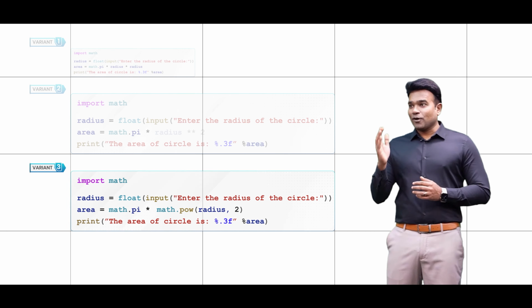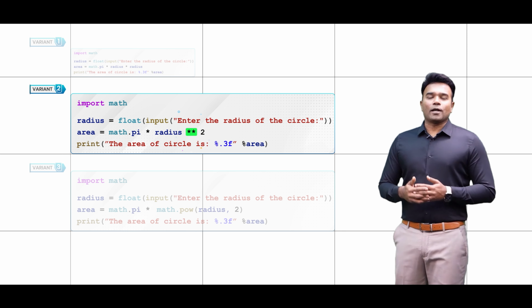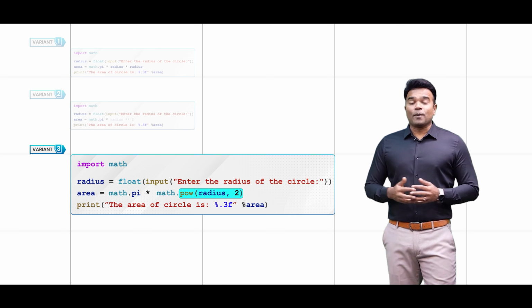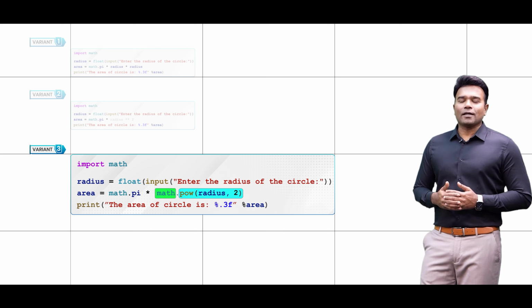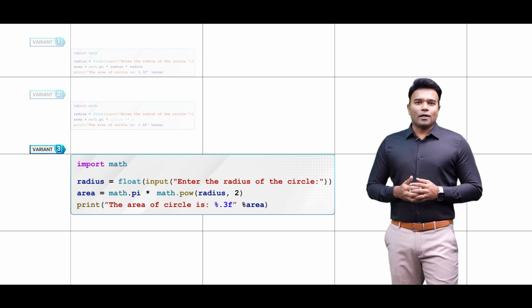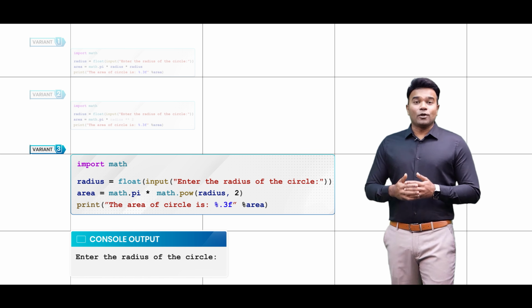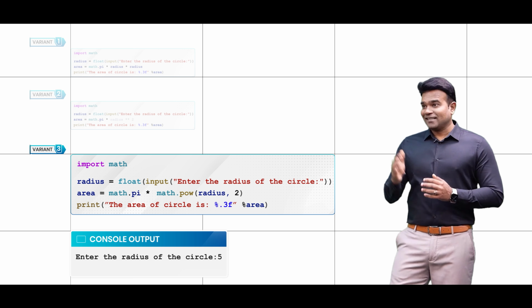But all that I wanted to tell you is that in the second version we had made use of the exponential operator, but here to achieve the same task I have made use of the pow method of the math module, and in this I am saying that I require radius to the power 2 by specifying it as radius, 2. Well, now upon execution, you can notice that again it is asking me to enter the radius of the circle, and the moment I enter it as 5, I am indeed getting the right output.